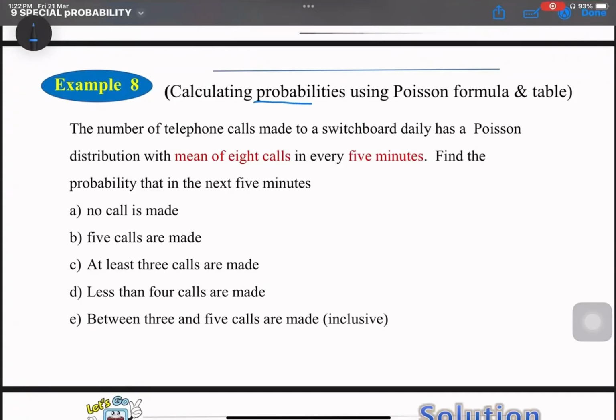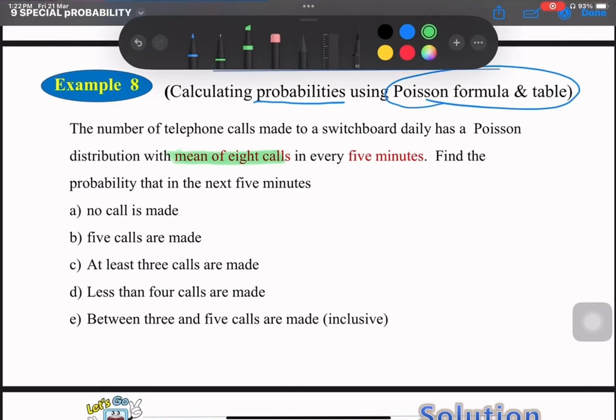Example 8. Calculating probabilities using Poisson formula and table. Okay, so let's read the question first. The number of telephone calls made to a switchboard daily has a Poisson distribution with a mean of 8 calls in every 5 minutes. Find the probability that in the next 5 minutes A, B, C, D, E.